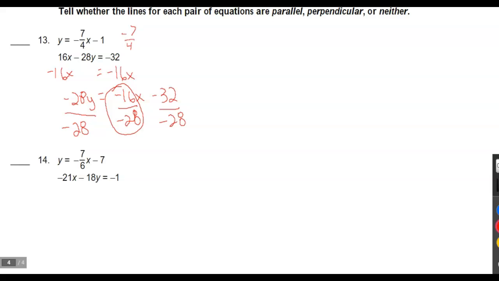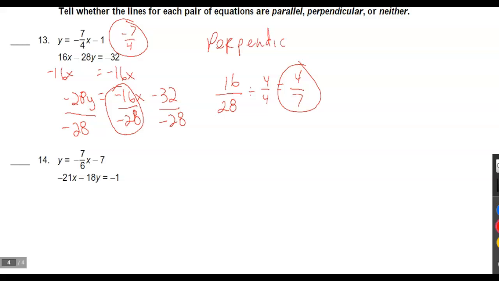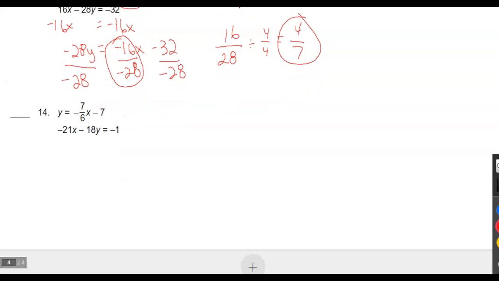So two negatives equal a positive. So I have 16 over 28. And now I divide by their greatest common factor. They both have a 4 in common. So if I divide both of these by 4, I get 4/7. So if you look here, negative 7/4, I flipped it and took the opposite sign. These ones are perpendicular lines. If I graph those two lines, they would make a plus sign.